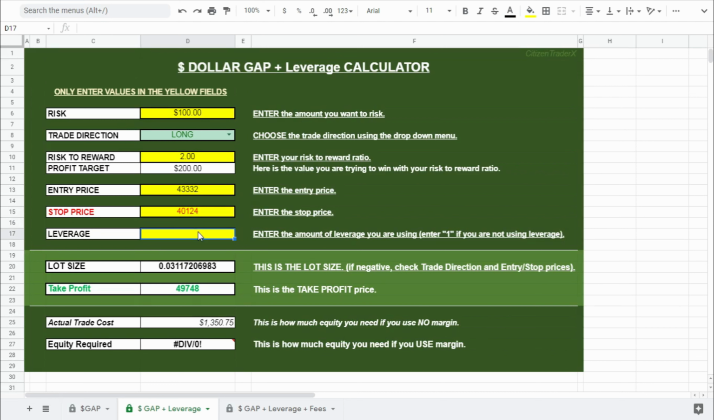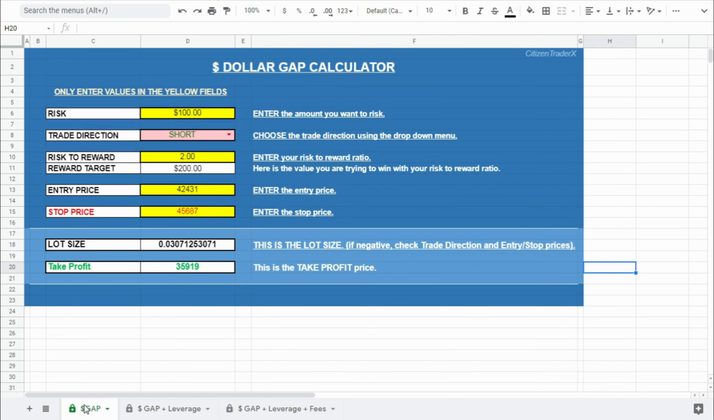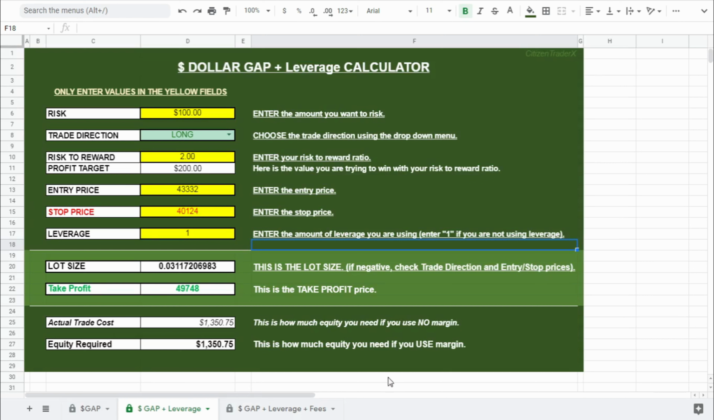And if you're not going to use leverage, like I'm saying in the instructions here, just leave it as 1. So 1 times the amount of money you have. But if you're going to do that, you might as well just use the normal calculator, because that is no leverage, so 1x. All right.